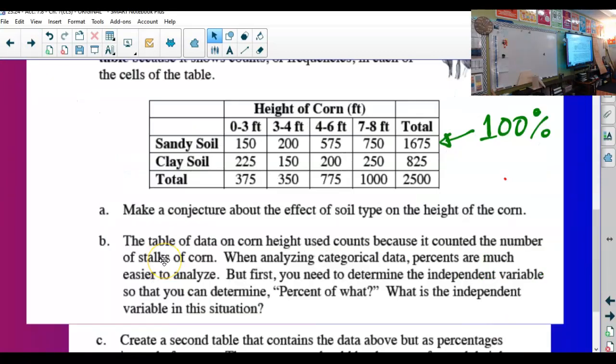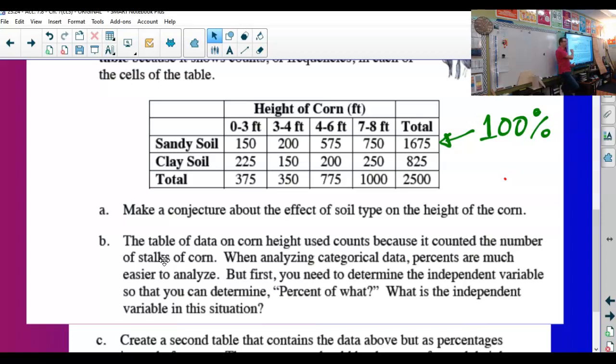All right. Look, we can only go off to the side if we can come back. Soil type is our independent variable. Because it is our independent variable, when we're analyzing categorical data, which is what this is, we have categories of what type of soil, and then categories of how much growth. When we're analyzing categorical data, you want to use your independent variable as your total group.